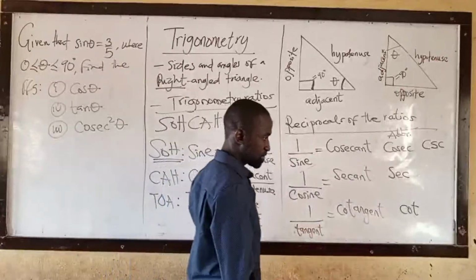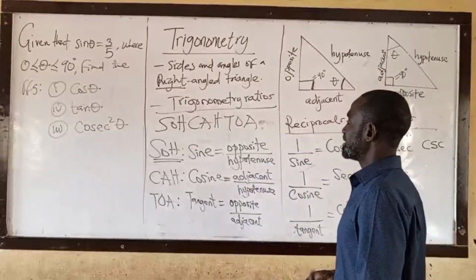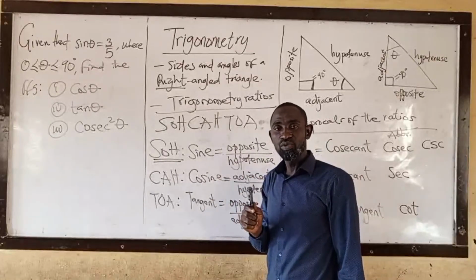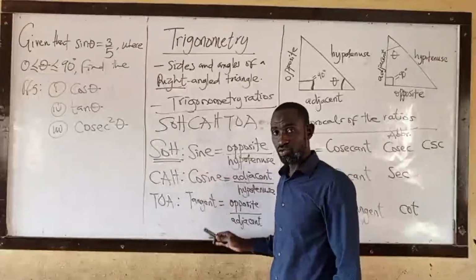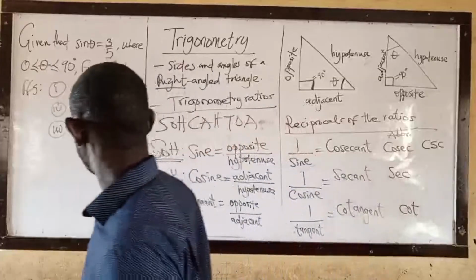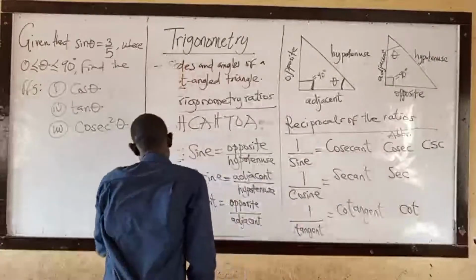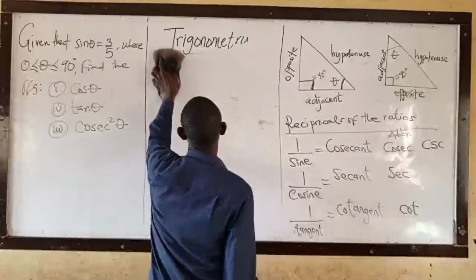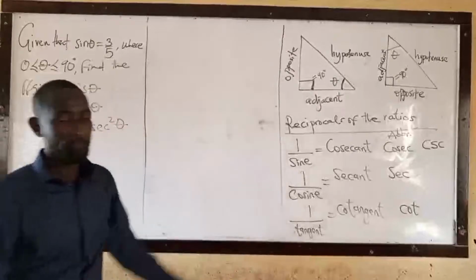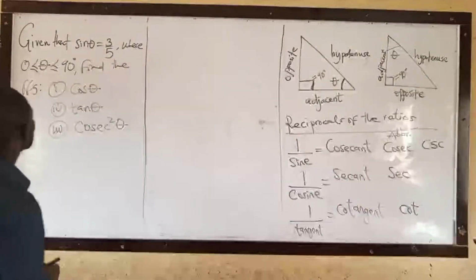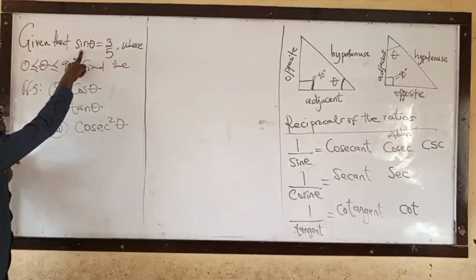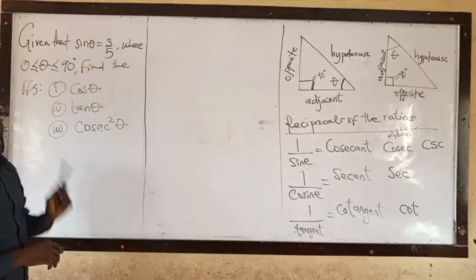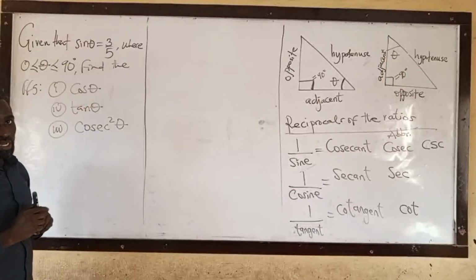So how do you solve this? I told you, anytime you see any of these ratios, it is advisable to draw a right angle triangle. So here, I will draw this right angle triangle. What is the meaning of sine? Sine is defined as opposite all over hypotenuse. So it means 3 is our opposite and 5 is our hypotenuse.